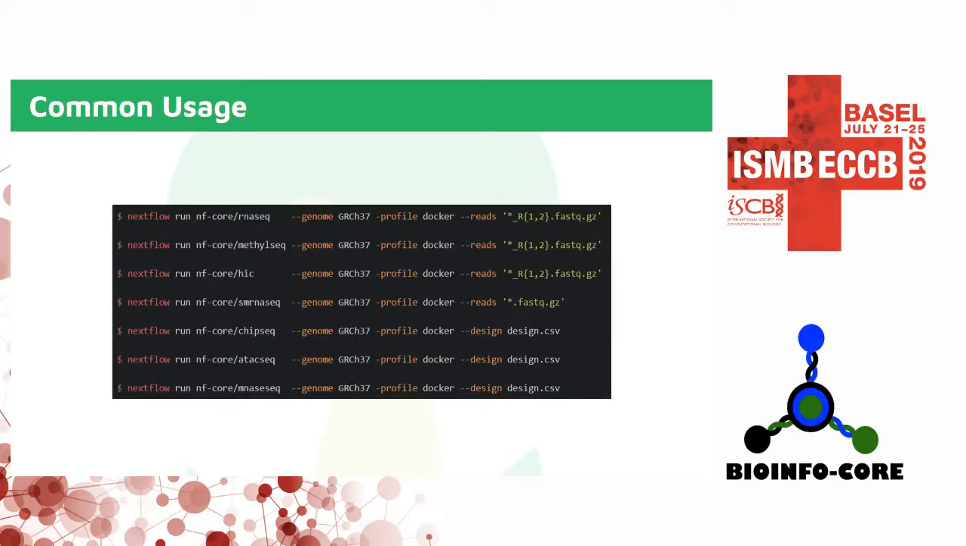There's common usage. As you can see here, for the top 4 pipelines the input is all FastQ files. The bottom 3 take design files, which will contain paths to the FastQ files, along with additional information about the experiment, like inputs, controls, and so on.